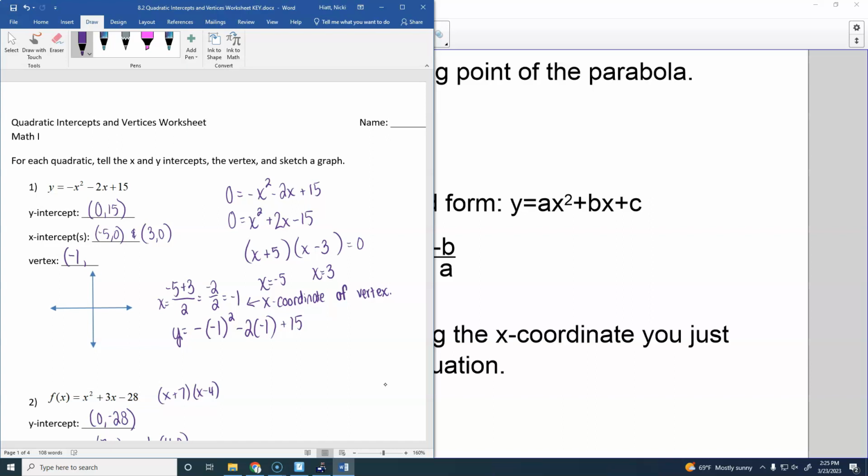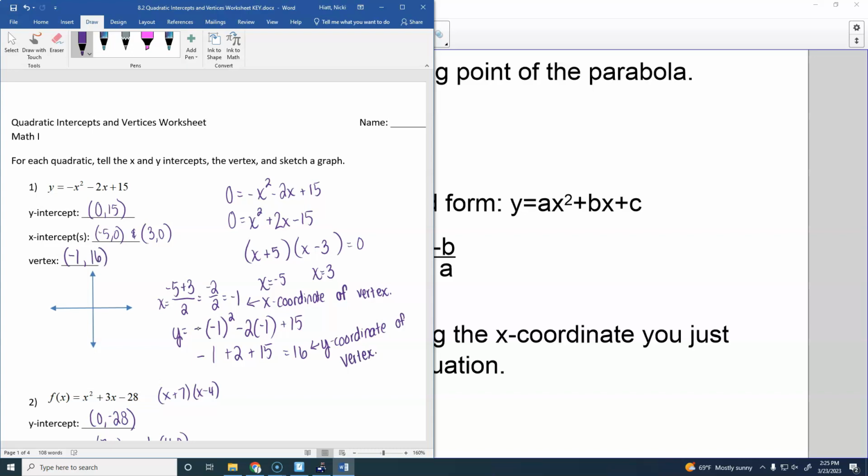I will square that negative 1 first, which will give me a positive 1, but this negative outside of the parentheses still stays there. Then I've got negative 2 times negative 1, which gives me positive 2 and positive 15. And negative 1 plus 2 is 1, plus 15 is 16. So this is my y coordinate of the vertex.